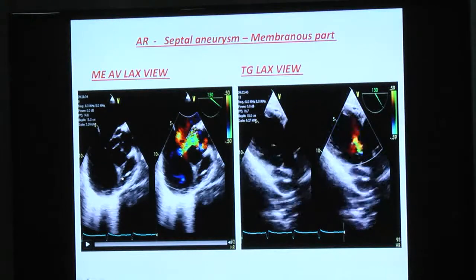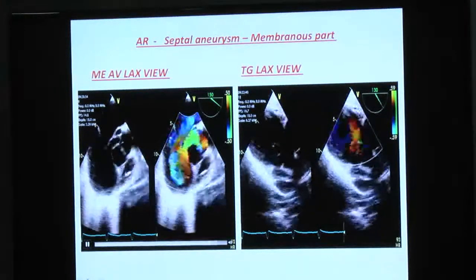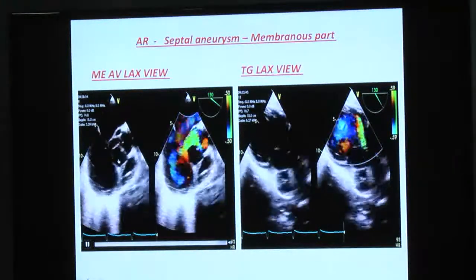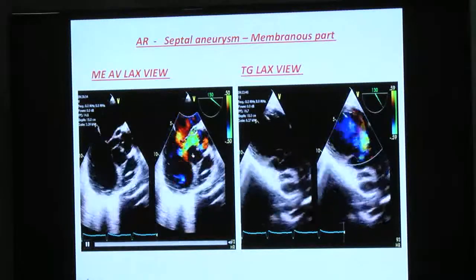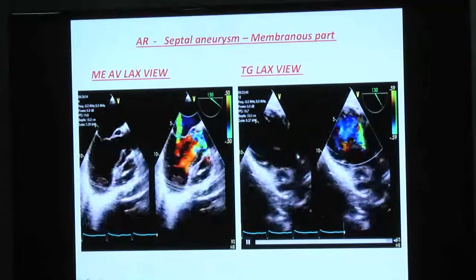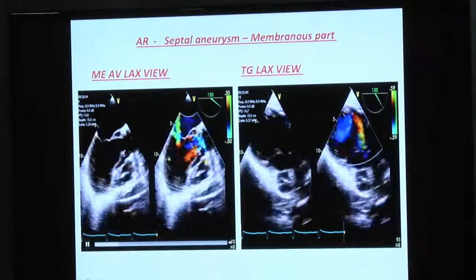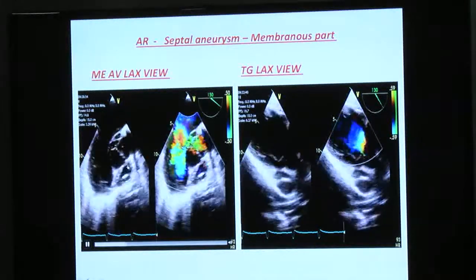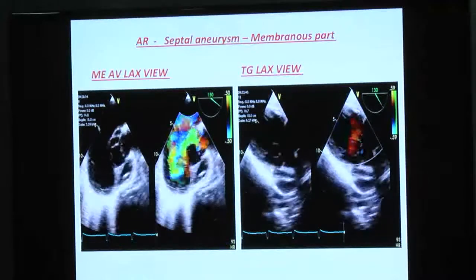Or sometimes you can have AR where, if you can see, this is the long axis view, where the membranous part of the interventricular septum is aneurysmal and is oscillating and is causing an AR there. This is a transgastric long axis view, wherein we are seeing the aneurysm of the membranous part of the interventricular septum causing a severe AR.